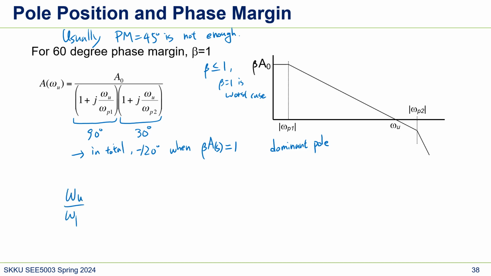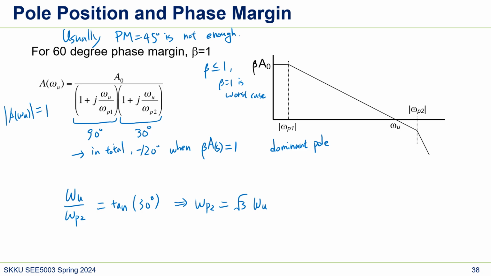So it means that omega u and omega p2 should be related by tangent of 30 degrees, and that's why we put this as omega u. Omega u is the unity gain frequency. Again, beta is 1, so when the frequency is omega u, the gain is 1, and if you see the phase shift of about minus 120 degrees, then our phase margin is 60. To get that, this is what we need, and it turns out omega p2 is square root 3 times omega u.